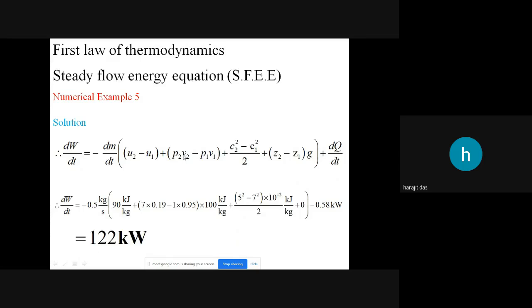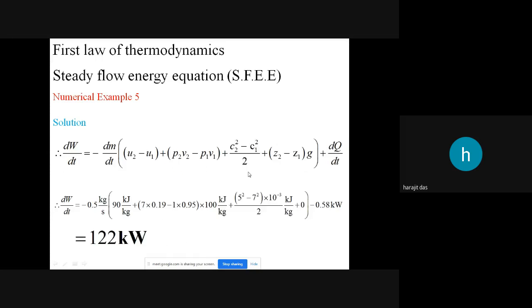7 into 0.19, because these exit properties are given. The p2 pressure is given, the volume is also given. This is flow work, p2 v2 at outlet, flow work at outlet. This is flow work at inlet. So all these values are given. And c2 value is given, c1 value is given, z2 is given, z1 is given.